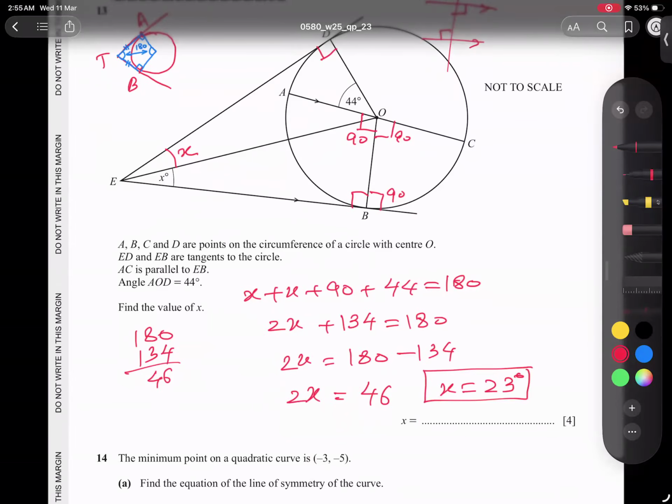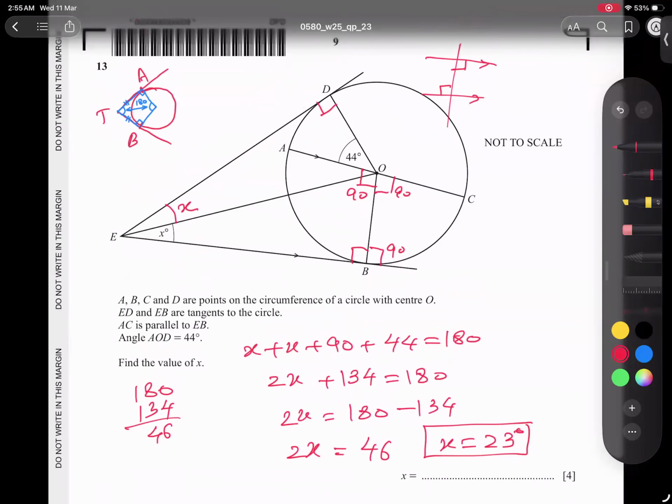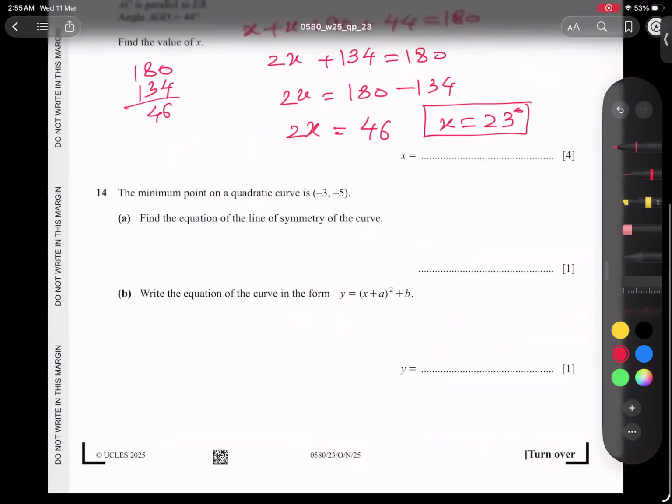So I hope the concept of this is very clear. Basically, three properties are applicable here. And whenever we have a tangent and radius, this angle is always 90 degrees. That is why I wrote 90 here and 90 here, not 190, two 90s are there. So this part is clear.